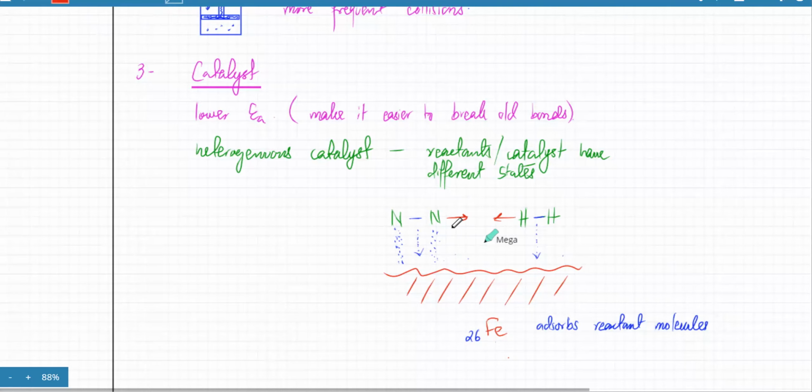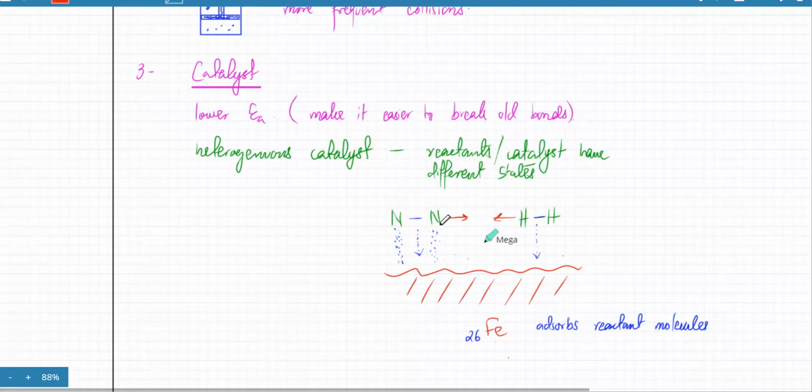So now, when these two collide, it would be a lot easier to break the bonds, because now there is no triple bond. The pi electron cloud, the electron density above and below, is getting attracted to iron. Okay, is this clear, Minail? Is this clear? Yes, sir. Okay.